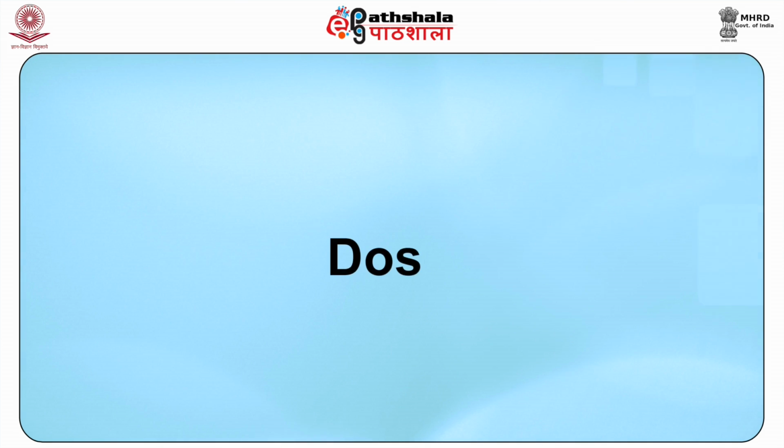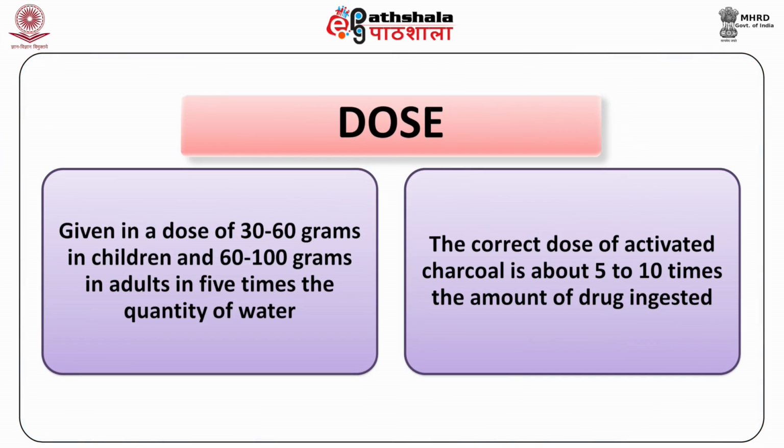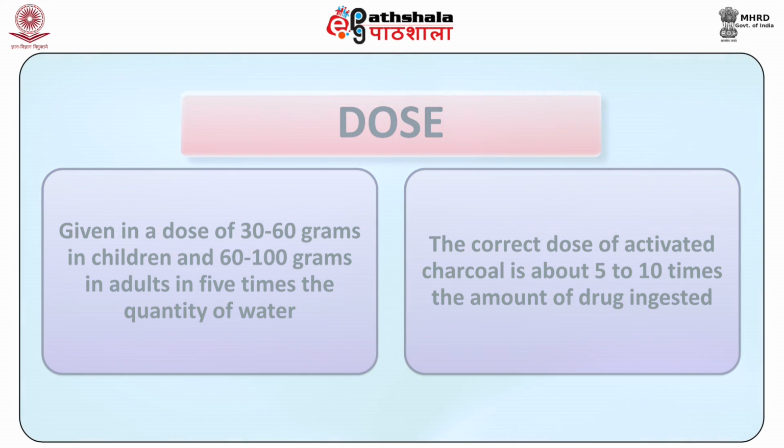Now the doses. It is given in a dose of 30 to 60 grams in children and 60 to 100 grams in adults in 5 times the quantity of water. The correct dose of activated charcoal is about 5 to 10 times the amount of drug ingested.